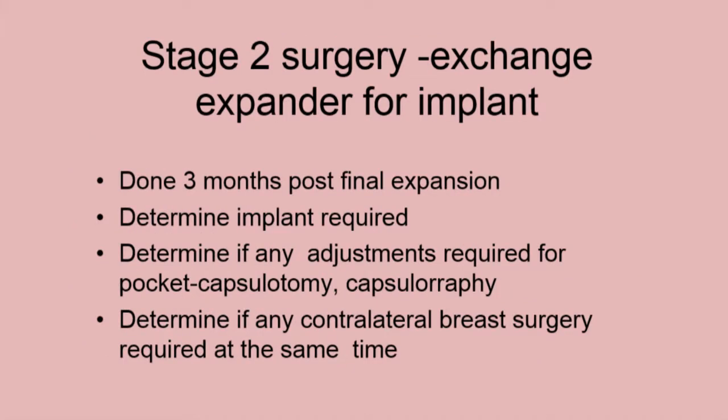So stage 2 of the reconstruction is done 3 months later. You're determining the implant required in terms of shape and size. You also determine if you need to make any adjustments to the capsule pocket, and determine if you want any contralateral breast surgery done at the same time. This lady can expand out, wait 3 months, have implants put in, nipples reconstructed and tattooed. So that's what we're trying to achieve for our final results.